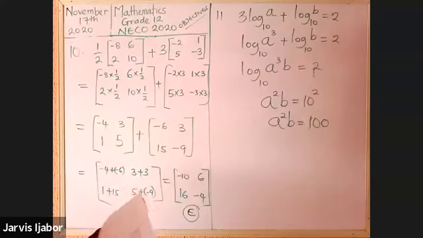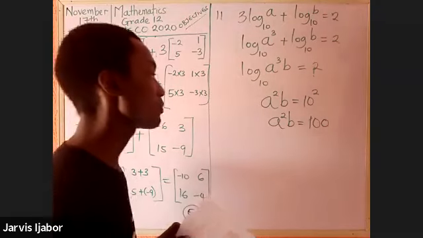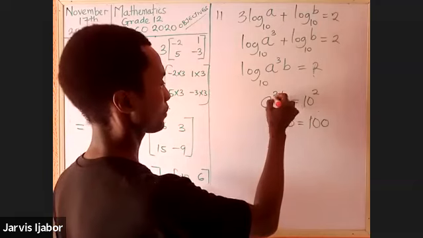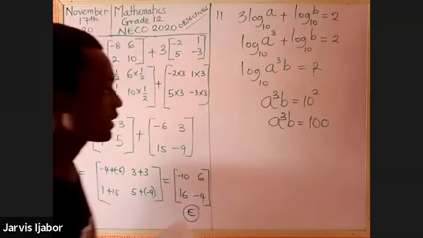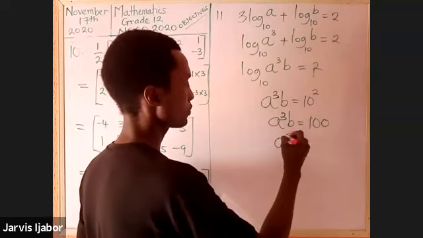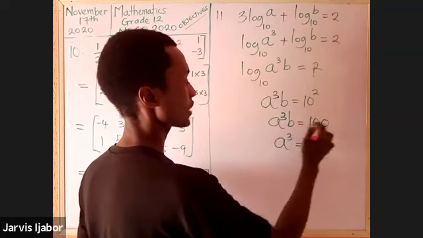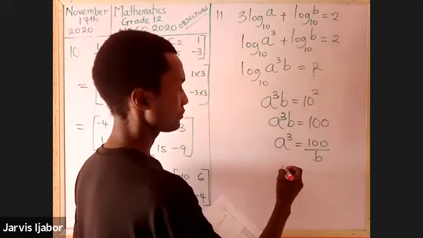They said we should express A in terms of B, which means we are required to make A the subject of the formula. Sorry, this should be A to the power of 3. Sorry about that. So with that said, this becomes A cubed equal to 100 over B. I divided both sides by B.